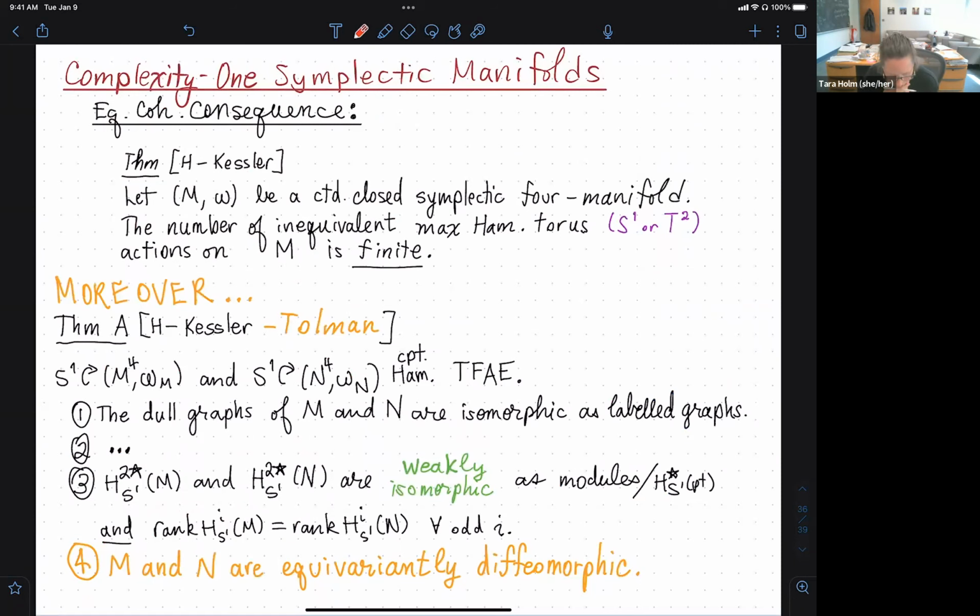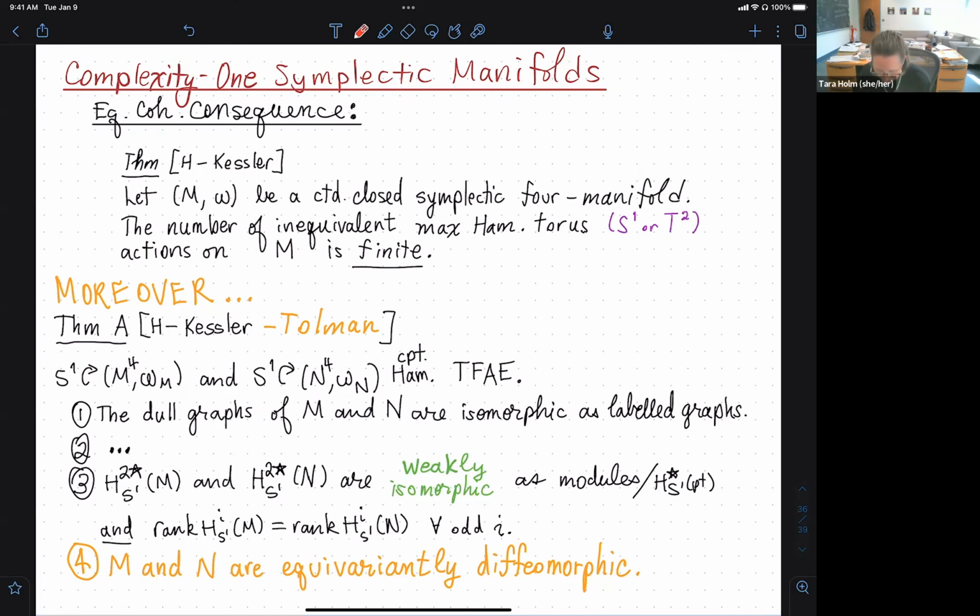The other consequence, which is joint work with Sue Tolman, is that there's a fourth equivalent statement in this first list. We already saw by the example that I put up that the two examples we had were not symplectomorphic because they had different symplectic volumes. That was a very cheap way to prove that. But it turns out that they are actually equivariantly diffeomorphic. The symplectic structure doesn't come along, but the diffeomorphism type and the action come along from this generators and relations description.